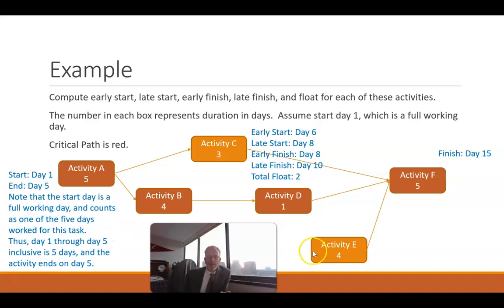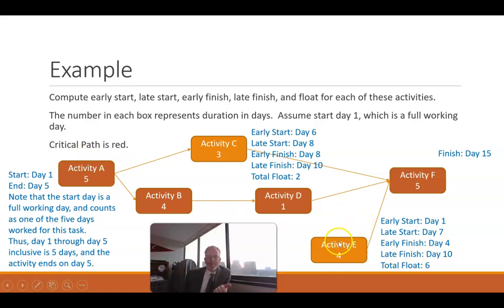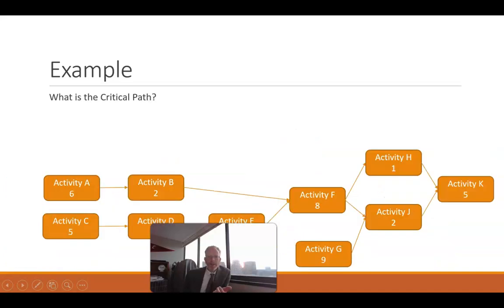Early finish would be day 4. Let's see how we did. Early start day 1, early finish day 4, late start day 7, late finish day 10. Total float is 10 minus 4, which is going to give us 6.